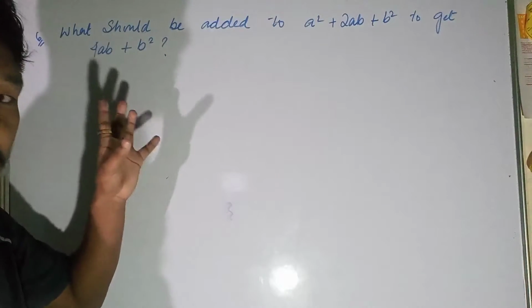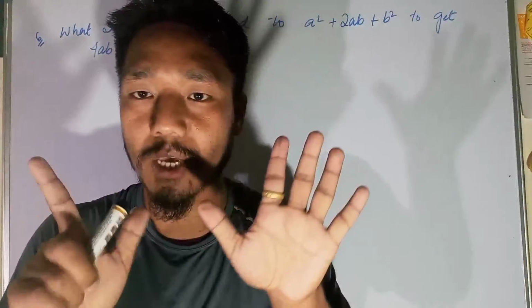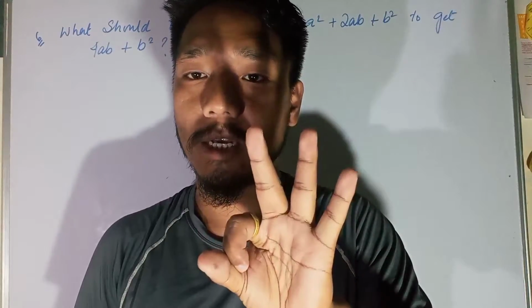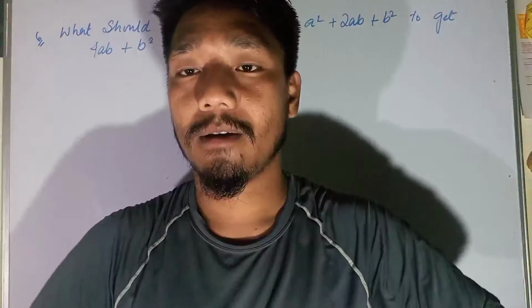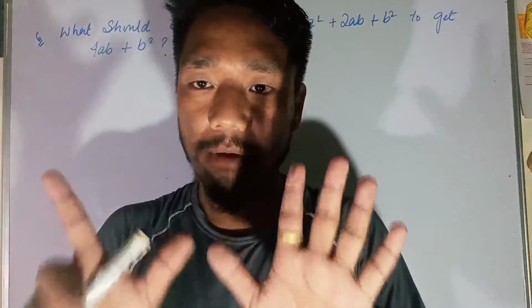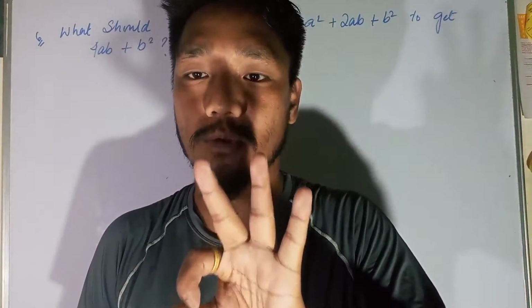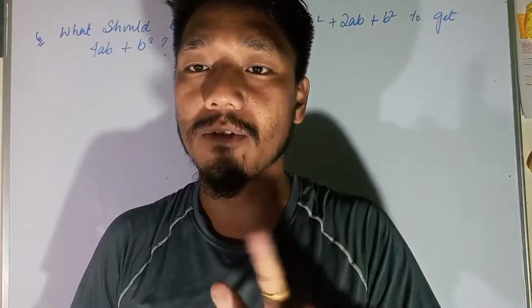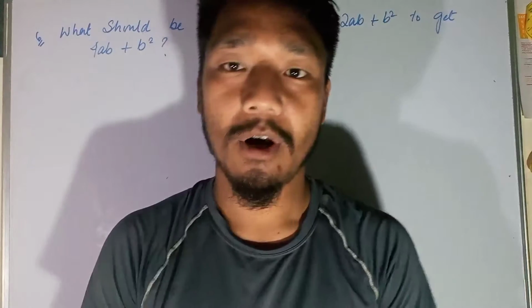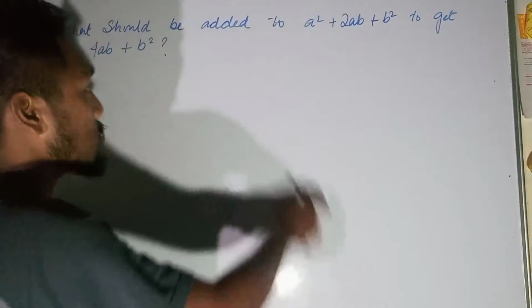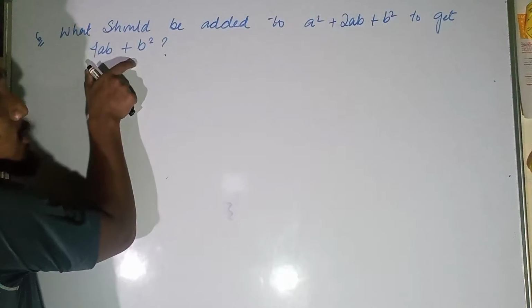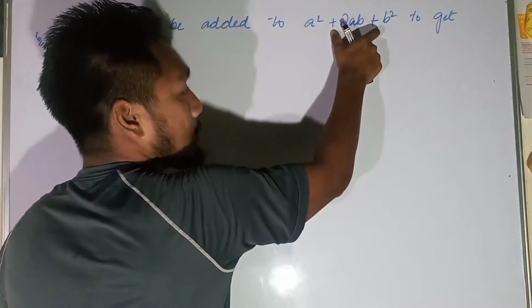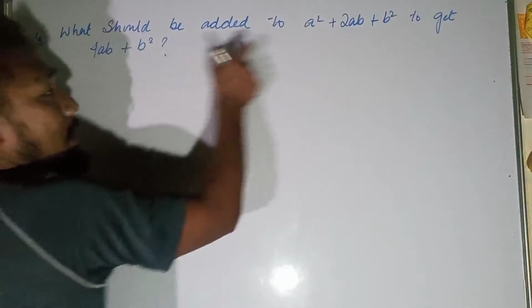Before this, let's write an example. What should be added to 3 to get 7? How many should I add to 3 in order to get 7? If I subtract 7 minus 3, we get the answer 4, right? We get 4. So the same concept applies here. Whenever the word "added" comes, we have to subtract the given expression from the required expression.